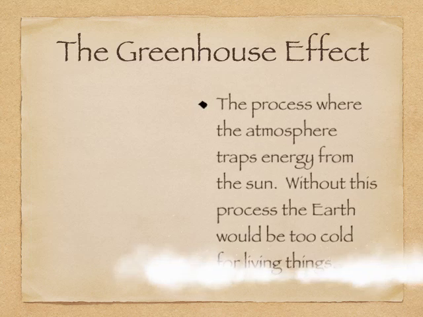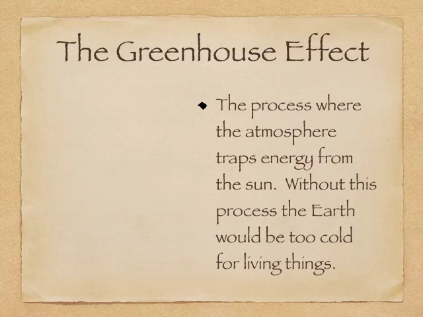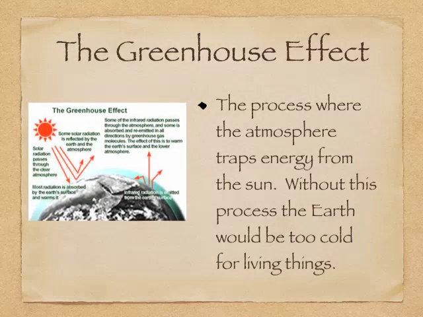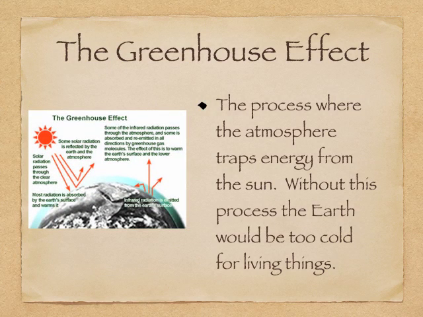The greenhouse effect is the process where the atmosphere traps energy from the sun. Without this process, the Earth would be too cold for living things. So energy from the sun bounces to the Earth, and the atmosphere collects it and keeps us warm. Some of it goes back into space, and some stays. So study that diagram and let me know if you have any questions.